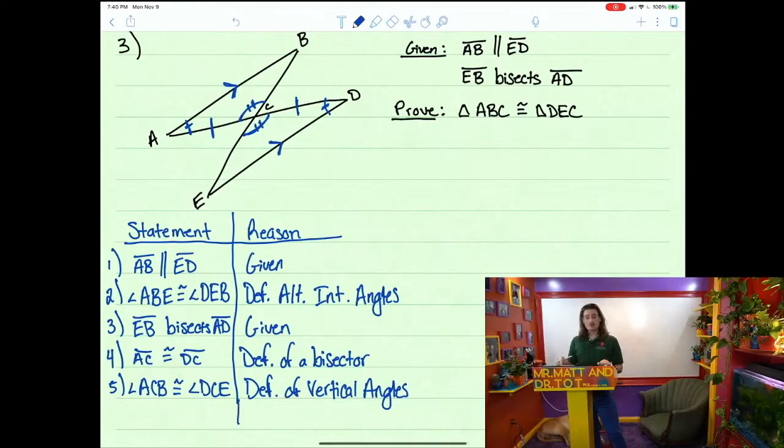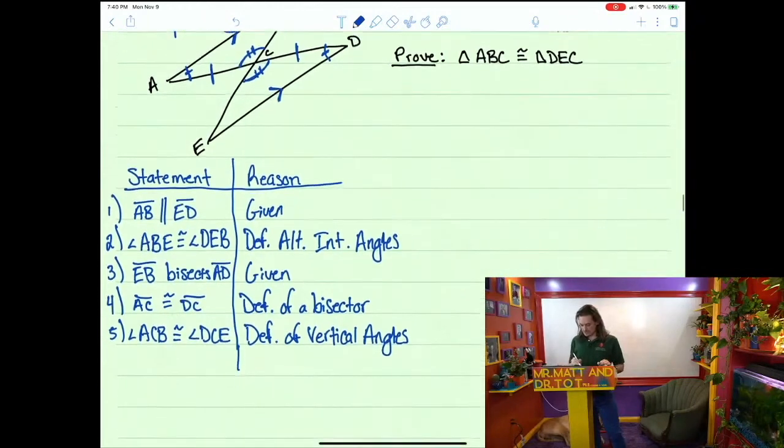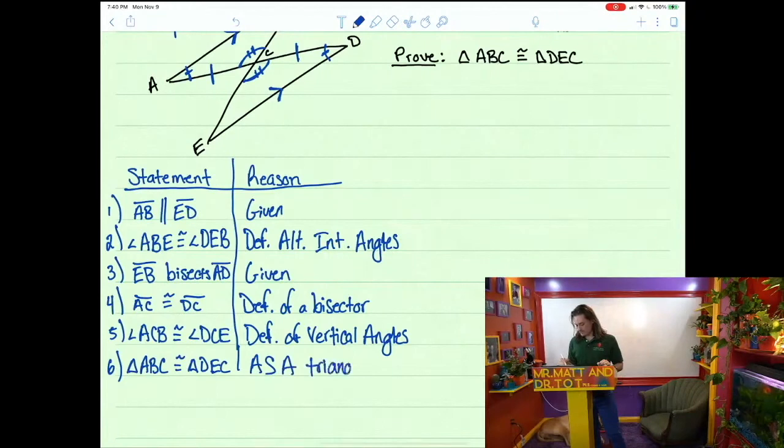And therefore, we have the angle side angle congruency postulate. So we can say that triangle ABC is congruent to triangle DEC because of angle side angle triangle congruence.